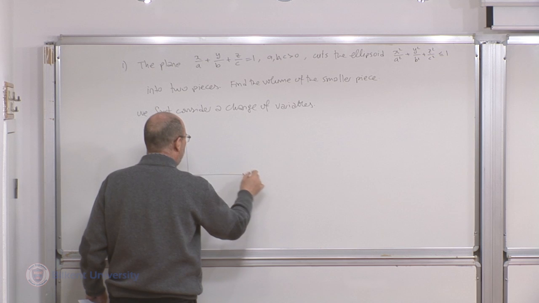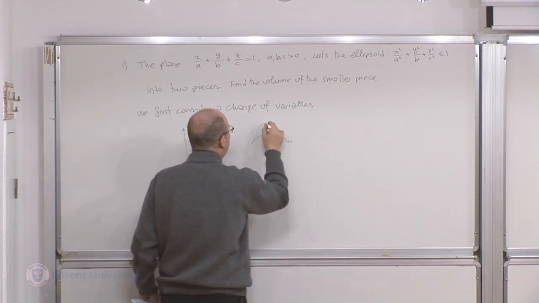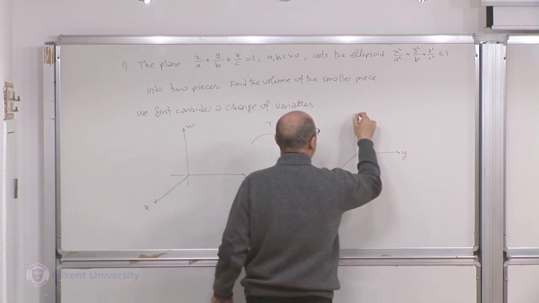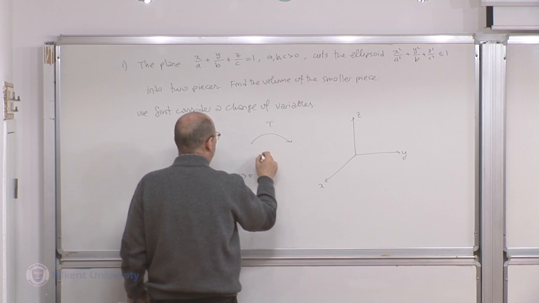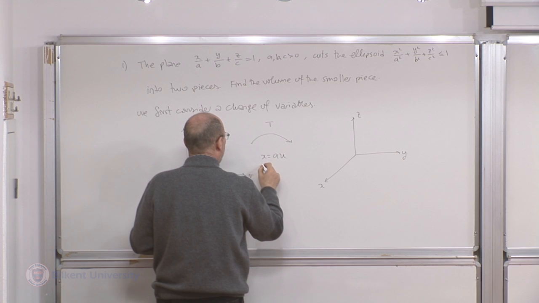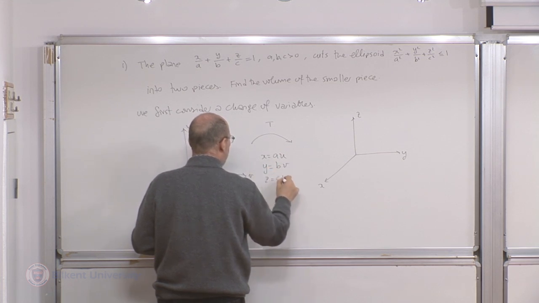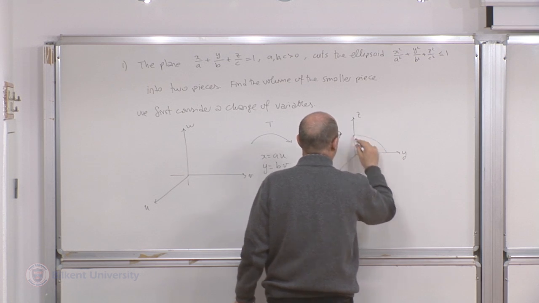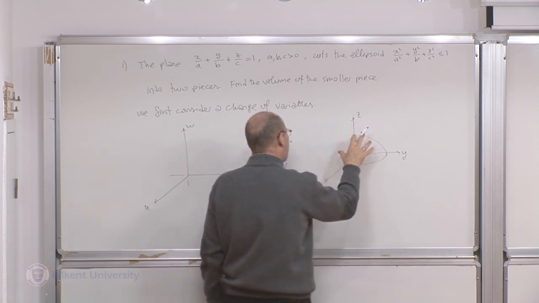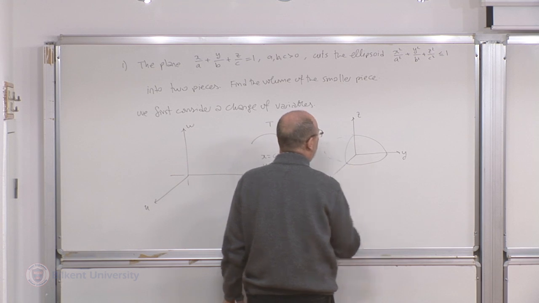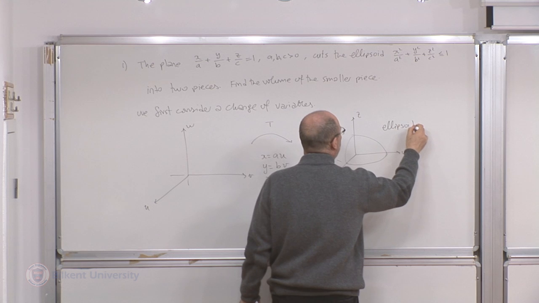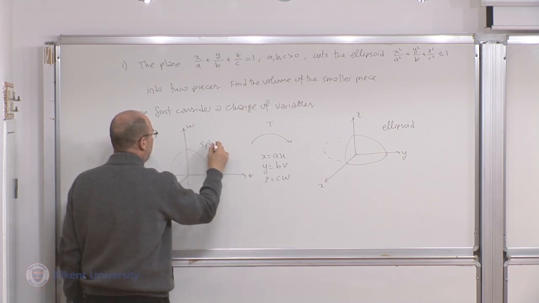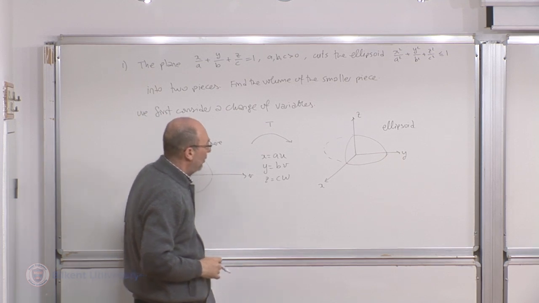Okay, so in u, v, w we have a map T. I'll write the map here, and here we have x, y, z. So the map is x equals a u, y equals b v, z equals c w. So what happens here is that an ellipsoid like this, in the first part, goes into the other parts. An ellipsoid here becomes a sphere.